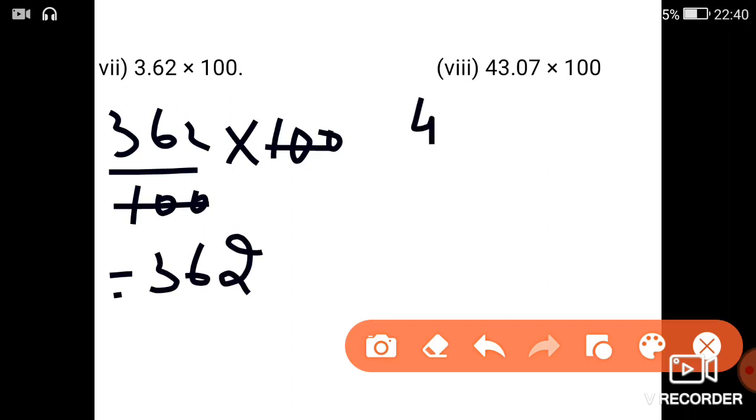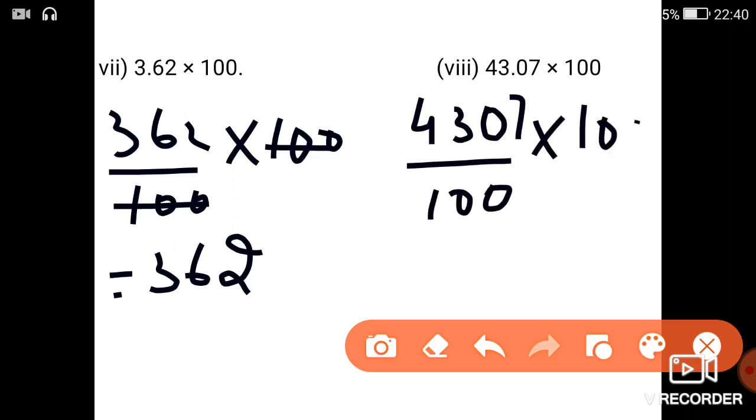So next, we have 43.07 into 100. So here after the decimal point we have two digits. So we'll divide it by 100. So 4,307 divided by 100 and we'll multiply with 100. So 100 and 100 will get cancelled. We'll get 4,307.